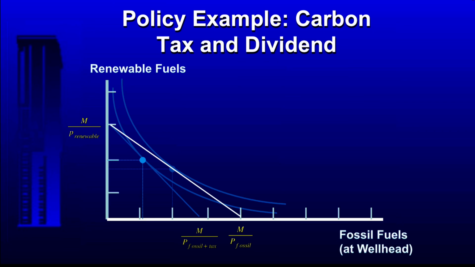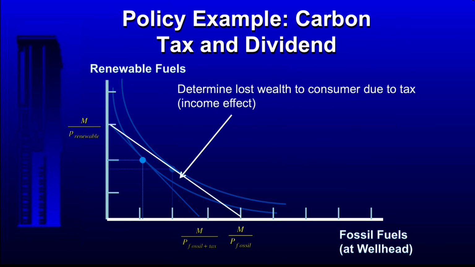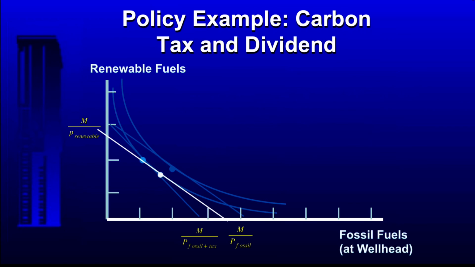So let's see how that works. Okay, so we'll move our budget constraint back to where it was before we applied the tax. And now we're going to take the amount of money away from the consumer, just to measure the income effect. We're going to slide that budget constraint back down so that it is on the same indifference curve that it was when the tax was applied. And we'll be able to see here, where my pointer is, where the substitution effect is separated from the income effect.